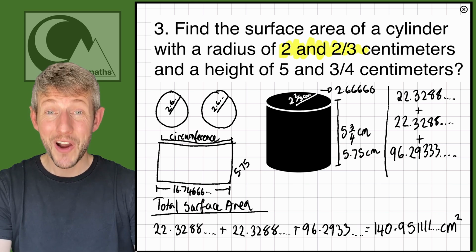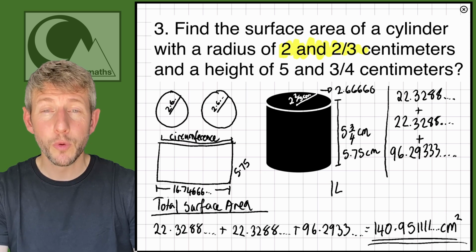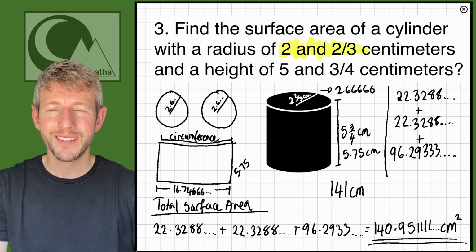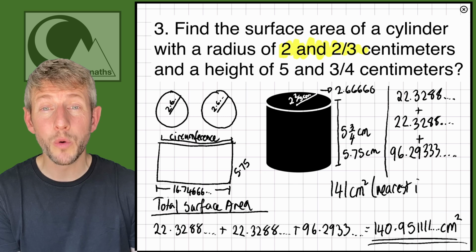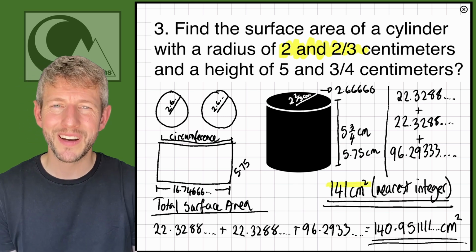140.95111111. Okay, now that I've got this answer, I'm going to round to 141 to the nearest integer. Okay, integer means whole number. So I've rounded that to 141 centimetres squared.